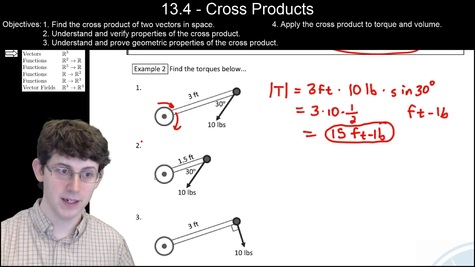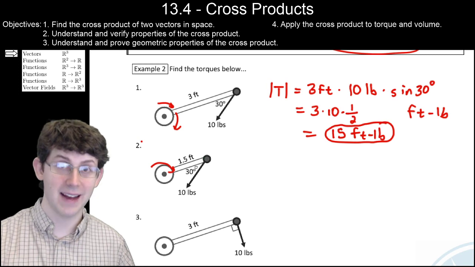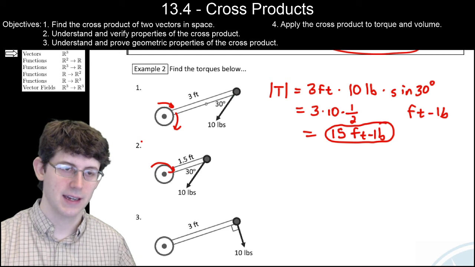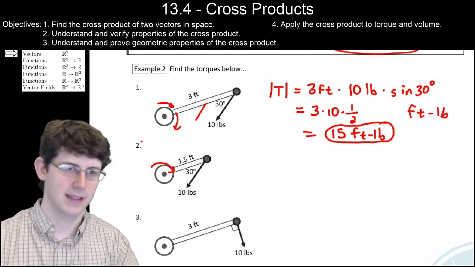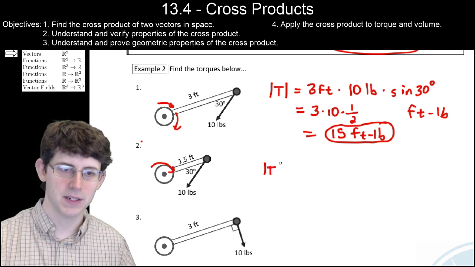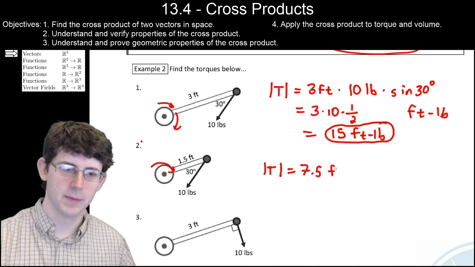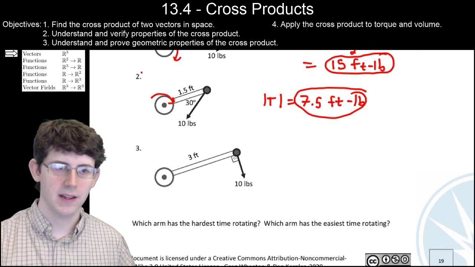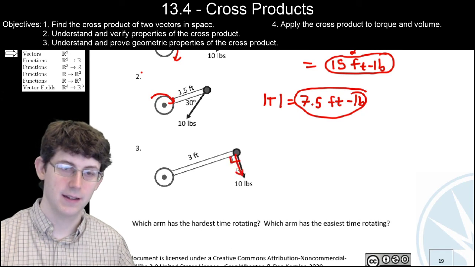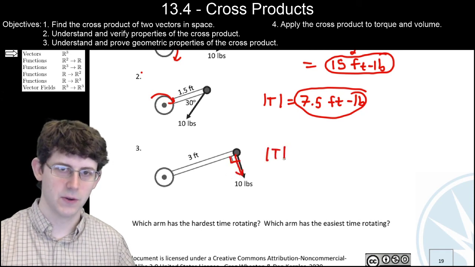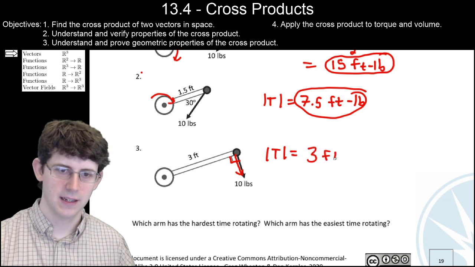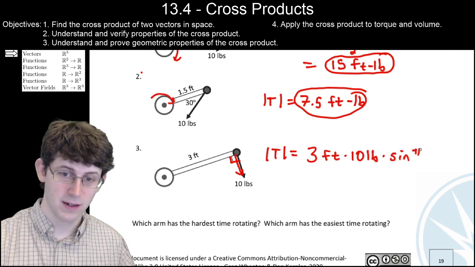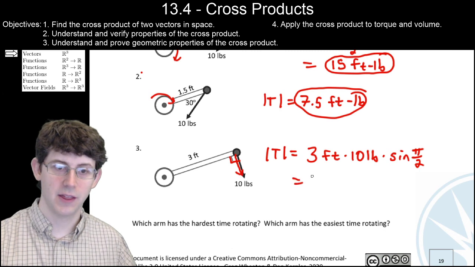If you just make the arm shorter and leave everything else the same, you make the arm half as large, then you cut the torque in half. And this would be the same as if you took this force and pulled on the middle of the lever. That's not useful. So here you get half as much torque. So you get 7.5 foot-pounds. If you instead go to the end and you actually pull at a right angle, now the amount of torque is 3 feet times 10 pounds times the sine of pi over 2. But the sine of pi over 2 is 1, so you get 30 foot-pounds.